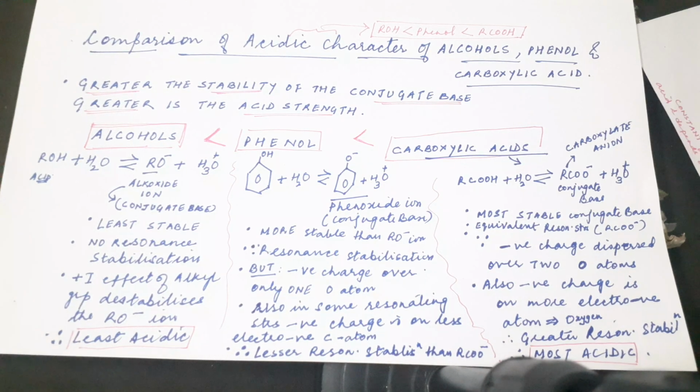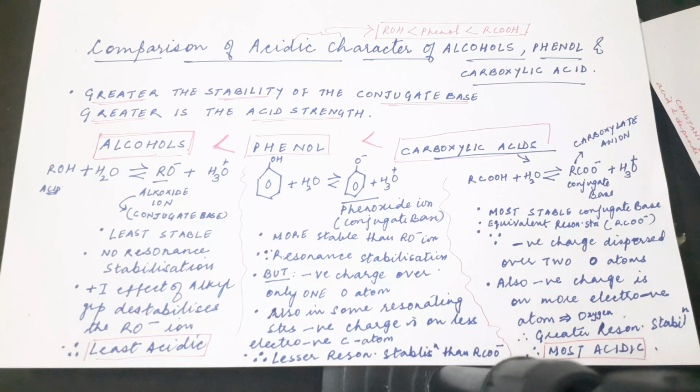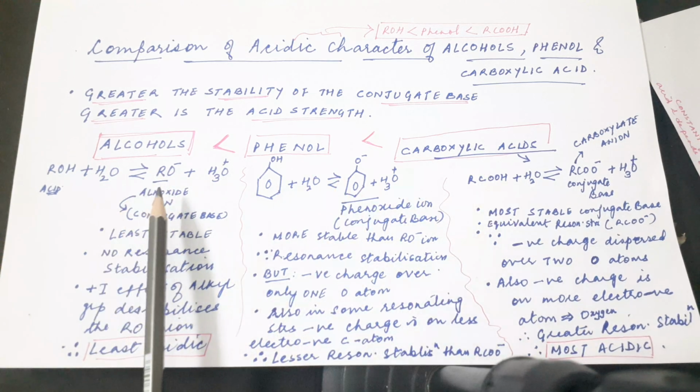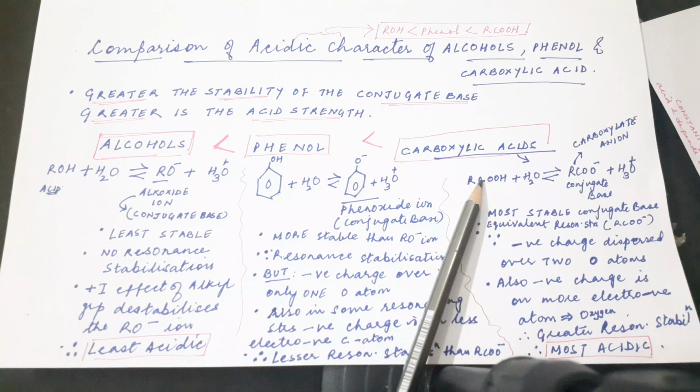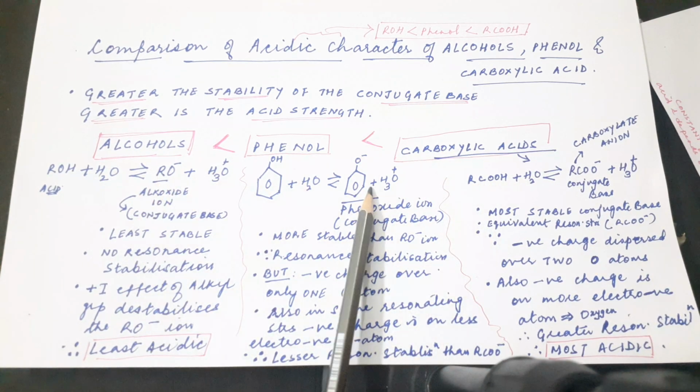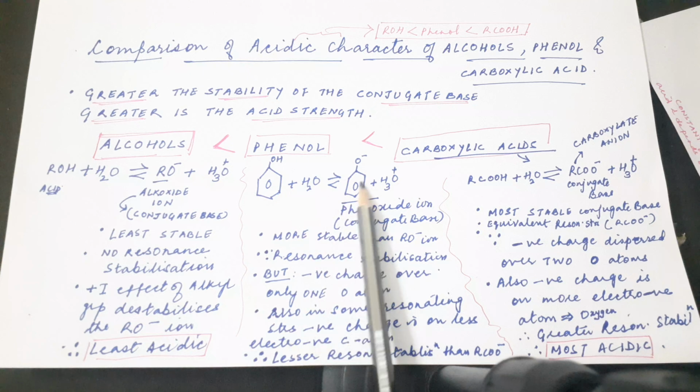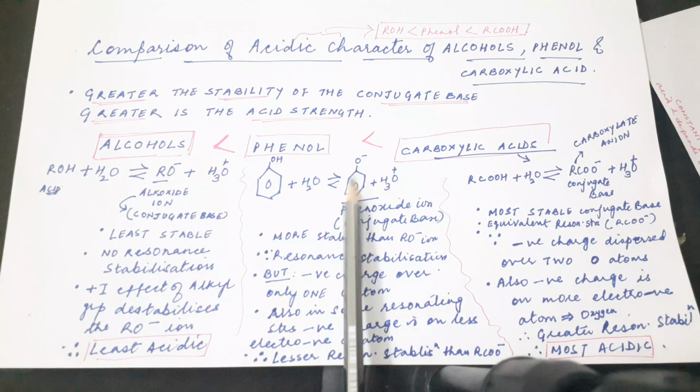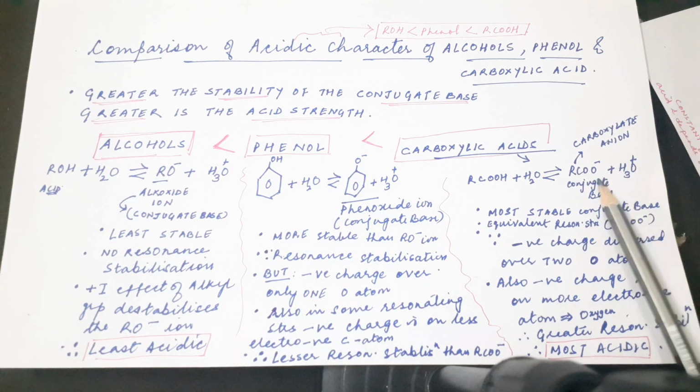Now, in a very, very important study, that is the comparative study of the acidic strength of alcohols, phenols, and carboxylic acids, do remember that the strength of the acid is as much as the stability of the conjugate base. What is the conjugate base? After the acidic entity has released a proton, the negatively charged anion that is formed is our conjugate base. Greater the stability of the conjugate base, greater is the acidic strength.